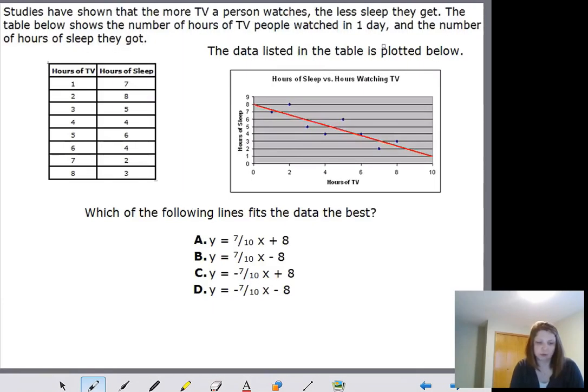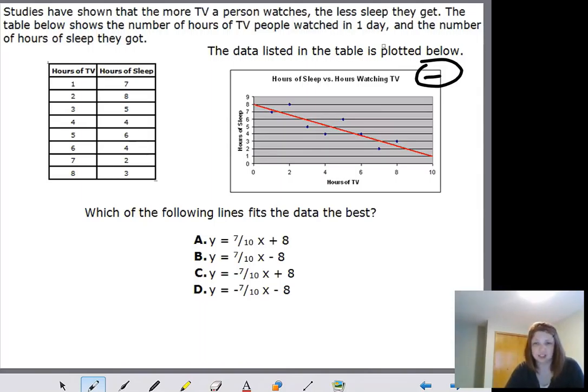All right, another example. Studies have shown that the more TV a person watches, the less sleep they get. The table below shows the number of hours of TV people watched in one day and the number of hours of sleep they got. The data listed in the table is plotted below. So we have hours of TV from 1 to 8 and hours of sleep. You can see that if you watched 1 hour of TV, you have 7 hours of sleep. If you watched 8 hours of TV, then you had only 3 hours of sleep. And here's how the data go. It's a negative progression, so definitely a negative correlation here, and the slope will be negative.